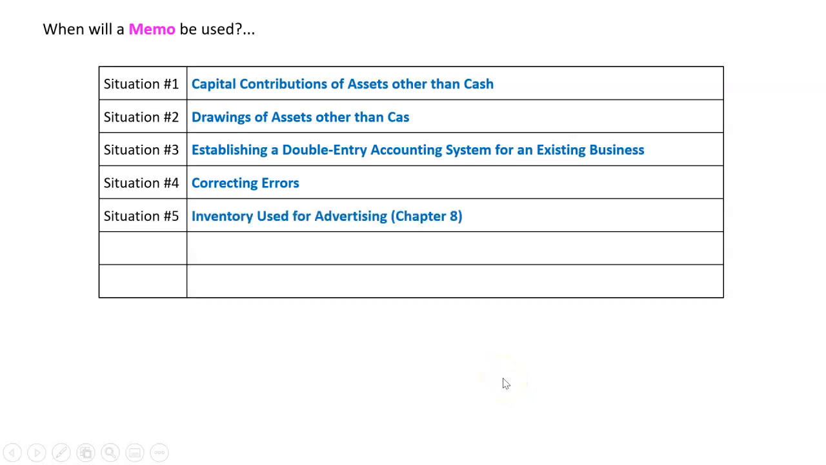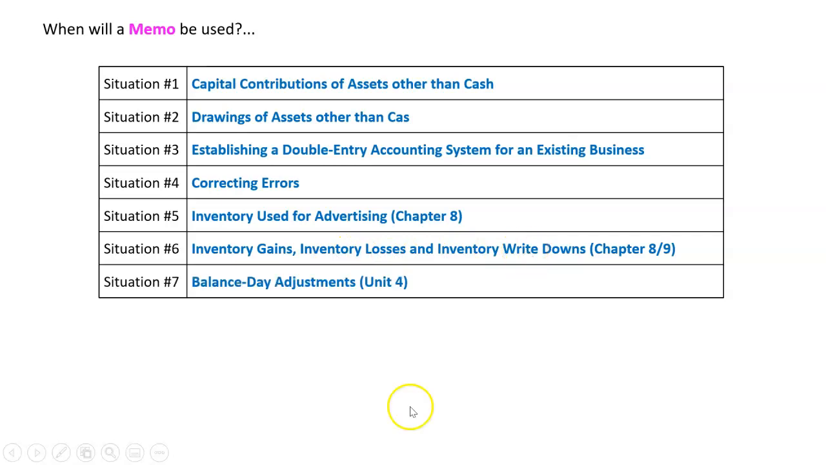There are some others though that we will deal with in chapters 8 and 9 when we deal with inventory. They will be when we donate inventory for advertising, or we have an inventory gain, inventory loss, or inventory write down. And lastly, we'll also deal with balance day adjustments, but that will wait until unit 4.